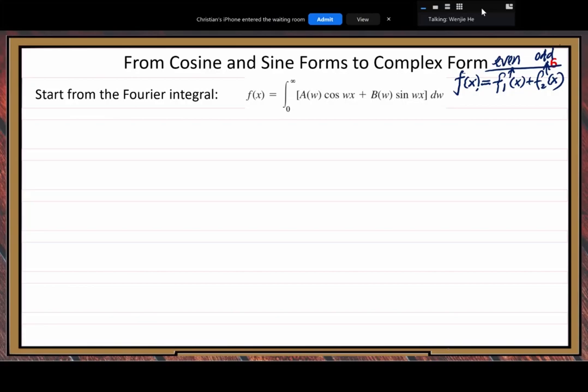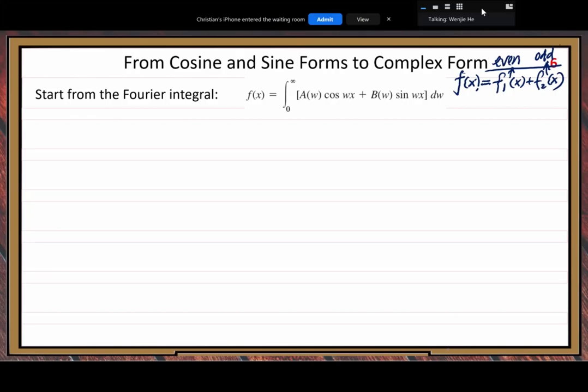Then, when we apply the formula, for the even function we have the even function formula, and for the odd function we have the odd function formula. It's also interesting. Is it possible? There is a simple way to do it.